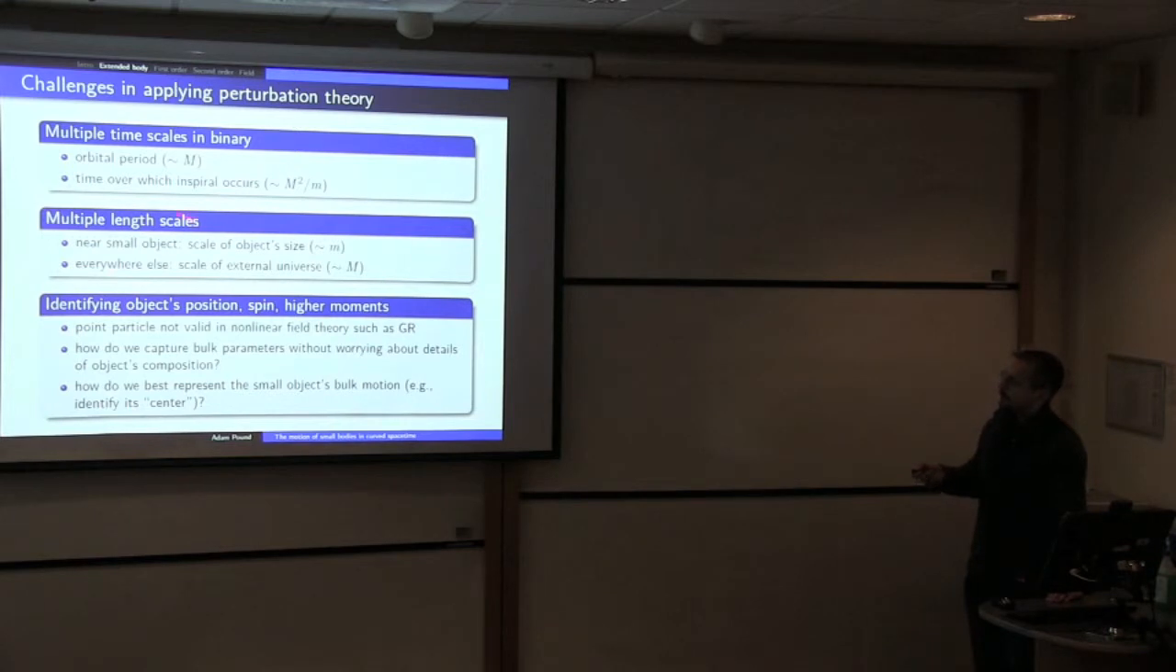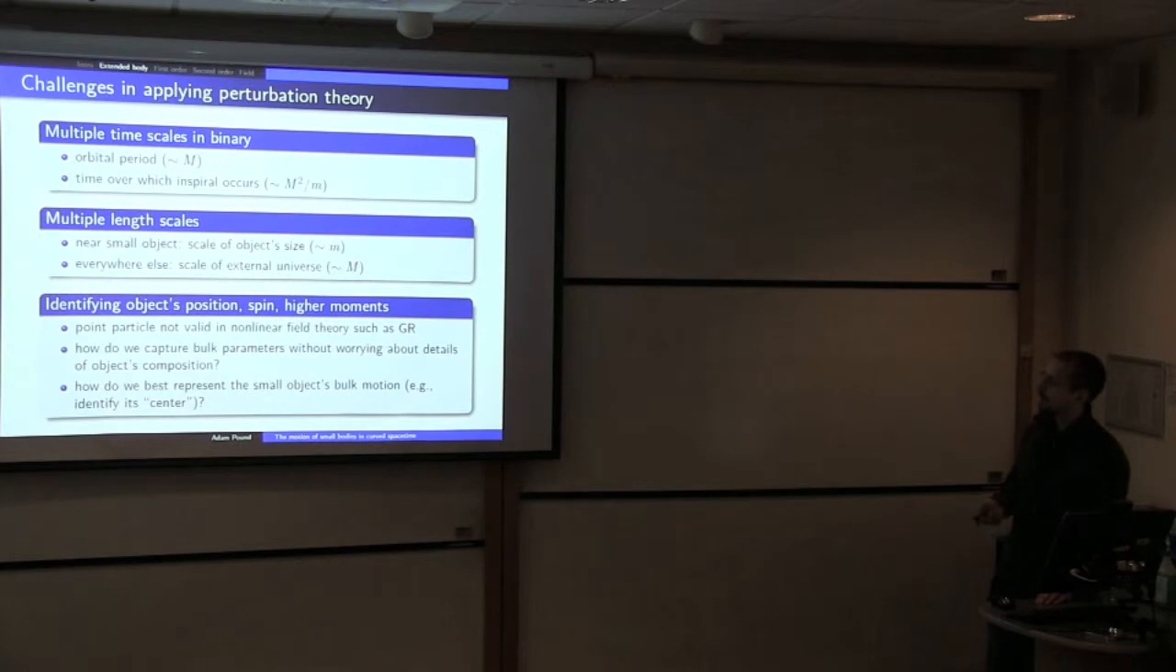You also have multiple length scales. So near the small object, you have the scale of the object's size, which is its mass. Everywhere else, you have the scale of the external universe, which in the case of a binary is the scale of the other object.